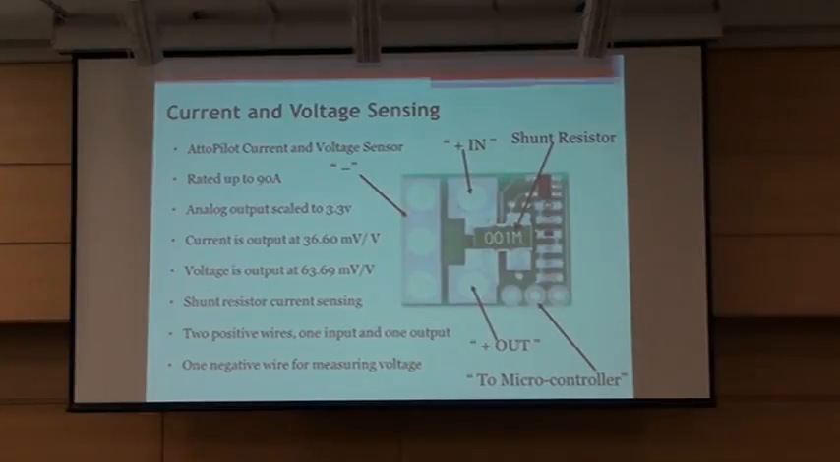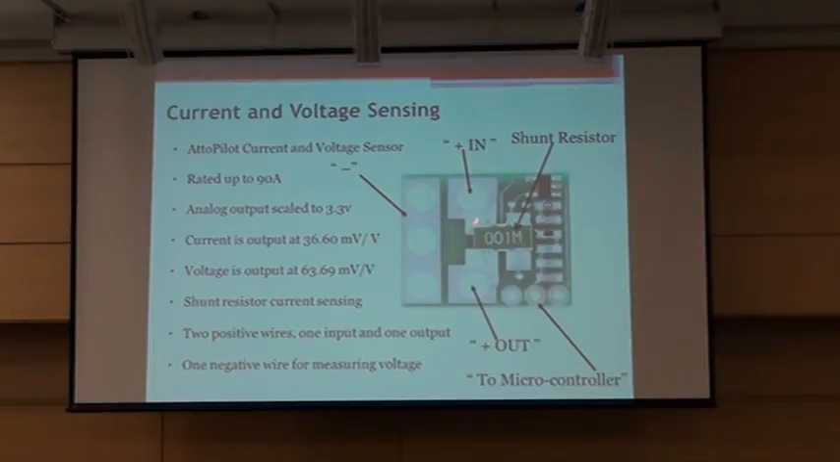This is the Autopilot. It's a sensor that measures current and voltage. On this side, you have the common or negative bar where the wires get soldered to. This is positive voltage in and positive voltage out. On this side is a 3-pin header. This is where you would send the scaled down voltage readings to your microcontroller. And right here is the shunt resistor.